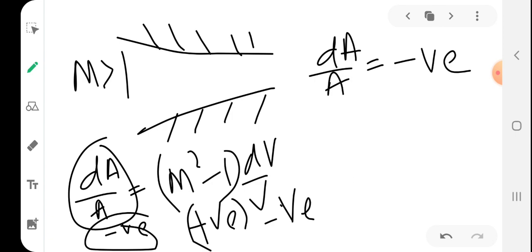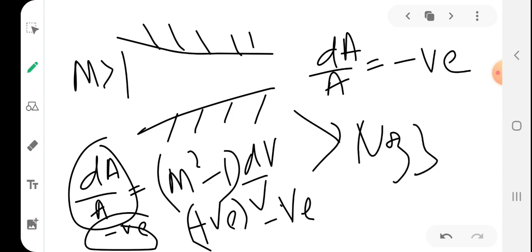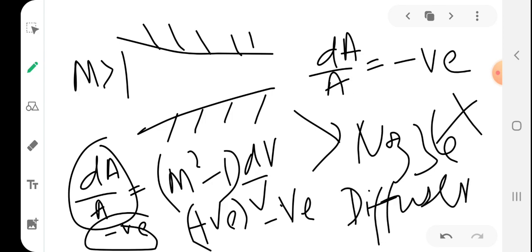But velocity decrease means it is not a nozzle. For the component to be a nozzle, the velocity should increase. So this is not a nozzle. Then what is this? This is a diffuser. Because in a diffuser velocity decreases and pressure increases. If you use the equation for pressure, you can see that pressure increases.